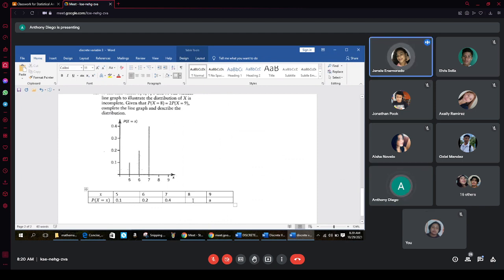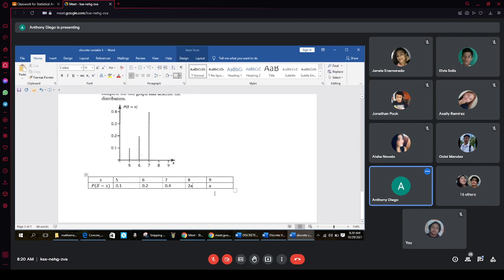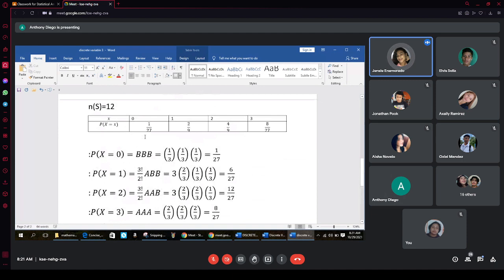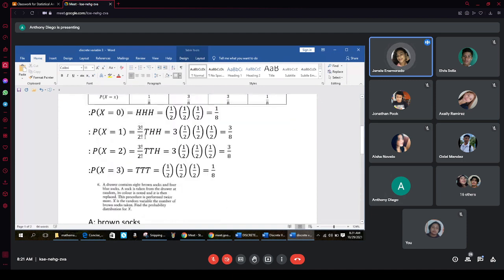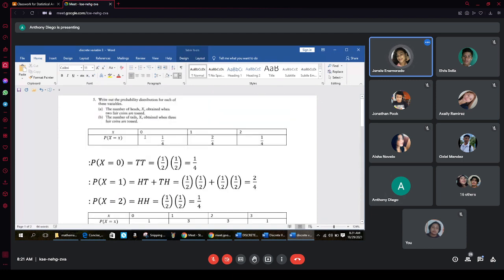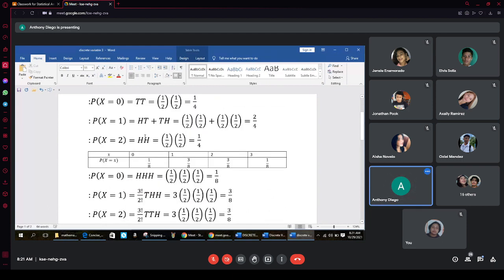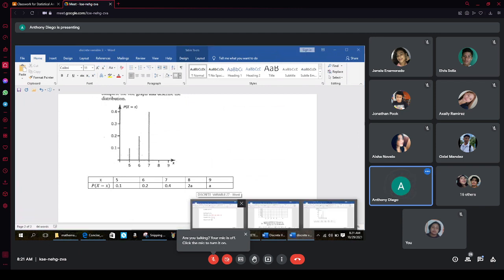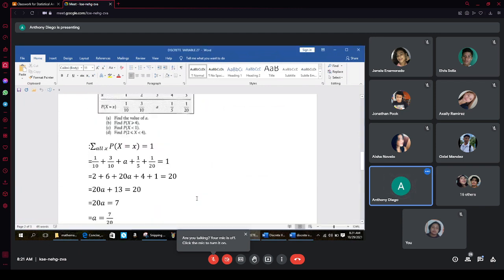Wouldn't it be 2a, sir? Yes, and then 8 will be 2a. Then what do we do next? We're going to state the equation and make it equal to 1. So we know then that for all x, the probabilities sum to 1.